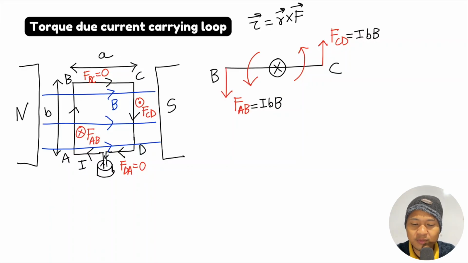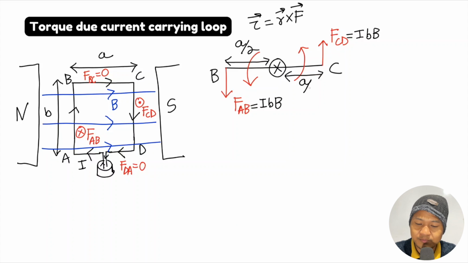The net torque is R into F. Here this is R, equal to a by 2. The total length is a, so on the other side you also have a by 2. So the net torque will be R into F, that is a by 2 into I into b into B.